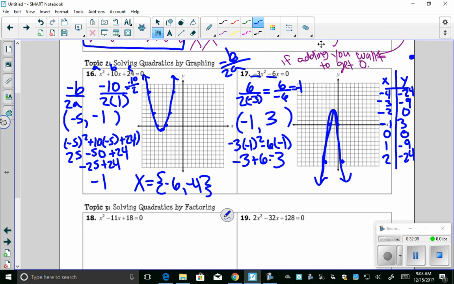Alright, your solution is still where it crosses the x-axis. So here, it's going to be negative 2 and 0. That's your answer.